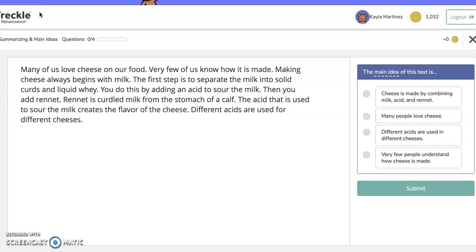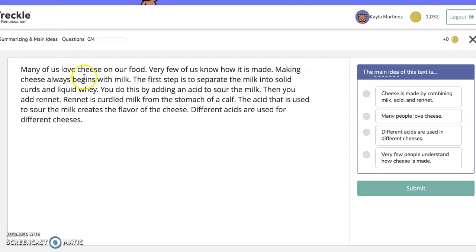We're going to look at a few different paragraphs and we're going to find the main idea of them. So let's go ahead and read our first one here. Read along with me out loud if you can. Many of us love cheese on our food. I know I do. Very few of us know how it is made. That's true. I'm not sure if I truly know.